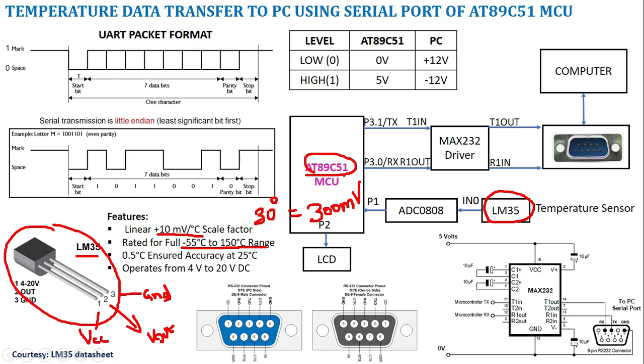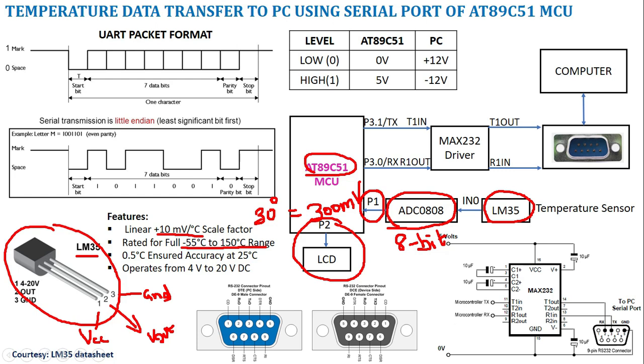Since the AT89C51 microcontroller does not have an inbuilt A to D converter, we are going to use an external A to D converter IC, which is the ADC0808 IC. This is an 8-bit A to D converter which converts your analog signal to a digital signal, and the digital signal will be given as an input to your microcontroller through port 1. We will be displaying the temperature value on an LCD connected to port 2, and also we will be sending this temperature data to your PC.